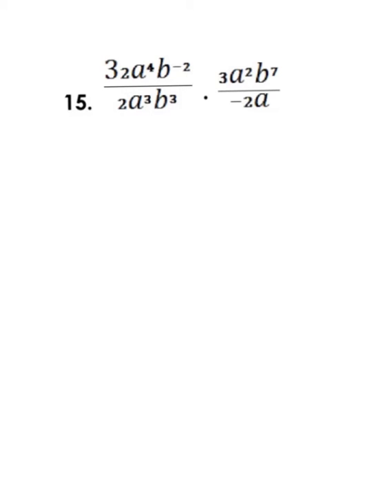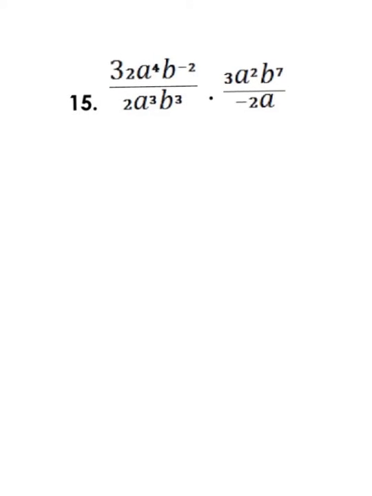So similar to the 13, we're going to focus on one side at a time. And so we're going to focus here on this half. And we can move some things around and clear up a couple of things. We've got 32a to the fourth, b to the negative second, and 2a to the third, b to the third. So I'm going to start with the a's. I've got 3 a's on the bottom and 4 a's on the top. I can get rid of 3 pair, and so I'm just left with a to the first.